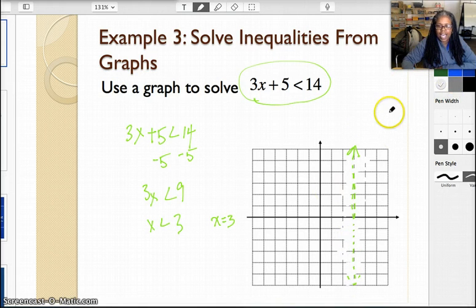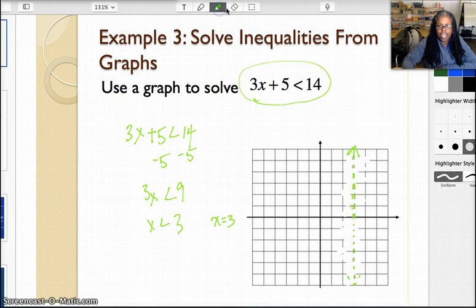So I've got my dotted line. Now I need to figure out which way to shade. And I can do the same thing that I usually do. I can choose the origin. The origin is 0, 0. But there's no y, you're saying. That's okay. Just put a 0 in for x. When I put a 0 in for x, what do I get? I get 3 times 0 plus 5. Is that less than 14? It is. So I'm going to be choosing this side. You probably already noticed that it says that x is less than 3, so we'd be choosing this side anyway, and that's also another fine way of doing this problem. So I'm shading all on the left side because that satisfies my inequality.